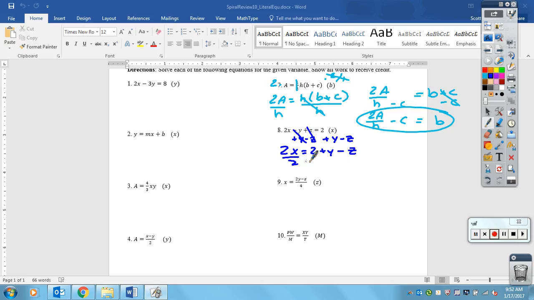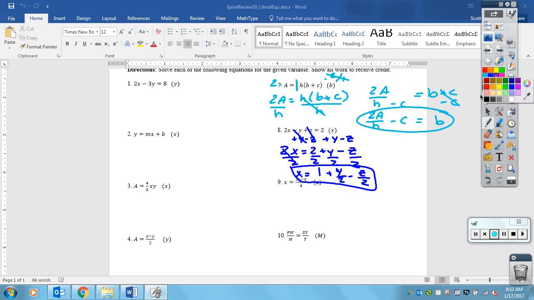And then divide every term by 2. x equals 2 divided by 2 is 1, plus y over 2, minus z over 2. Again, x equals 1 plus y over 2 minus z over 2.